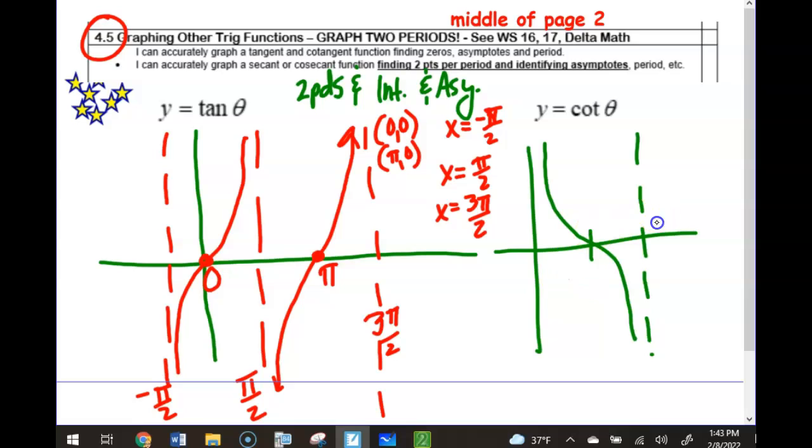If you have to do a retake, you might need to know the cotangent, but cotangent would repeat again over here. It would cross at pi over 2. This would be an asymptote at pi.